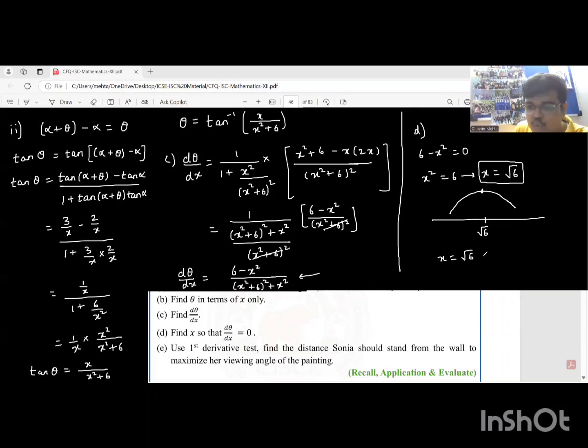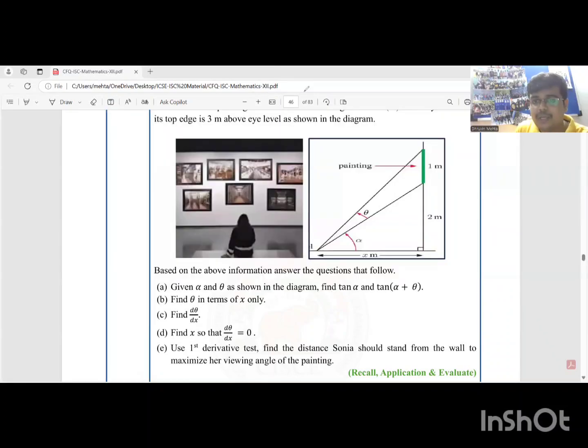The distance has to be root 6 meters from the wall. With that, we complete this question. And with that, we complete all the questions from Maxima Minima and application of derivatives. This, in fact, students, were the only tricky questions. I hope students have understood them.